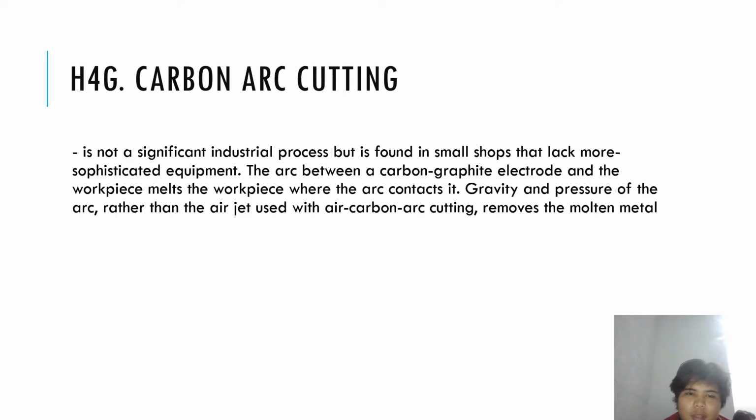And carbon arc cutting is not a significant industrial process, but is found in small shops that lack more sophisticated equipment. The arc between a carbon graphite electrode and the workpiece melts the workpiece where the arc contacts. Gravity and the pressure of the arc, rather than an air jet, are used, unlike air carbon arc cutting.